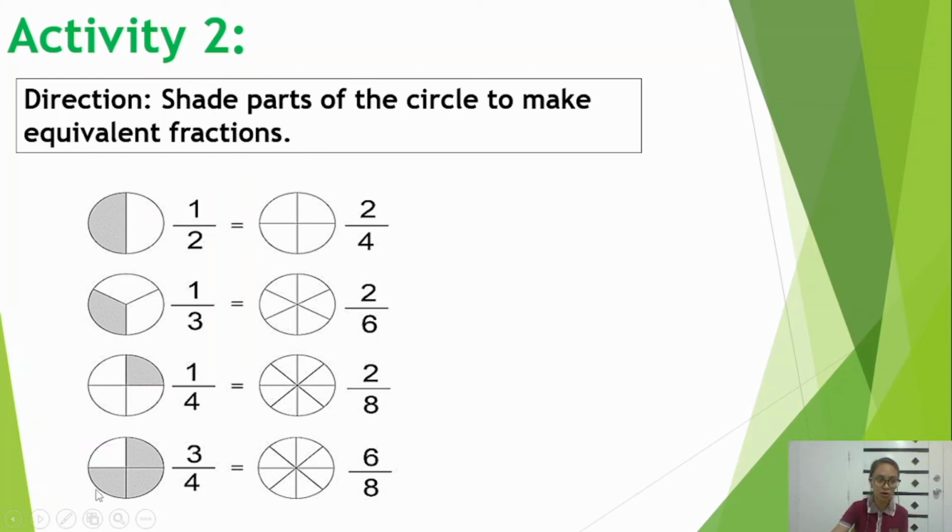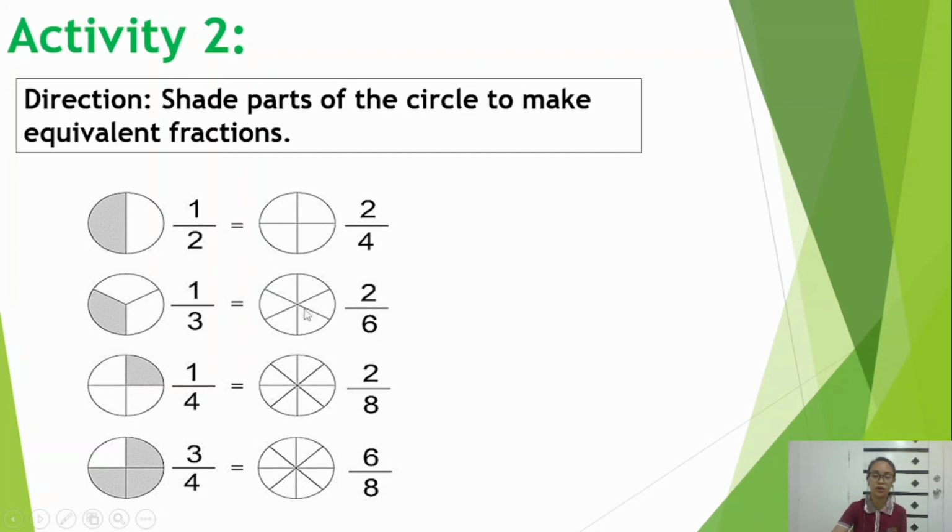So, this column, shaded na sila. So, this one, ang sagot dito is 1/2. This one is 1/3. This is 1/4 and this is 3/4. So, what you will do is to shade these parts. Ganito. 2 out of 4.